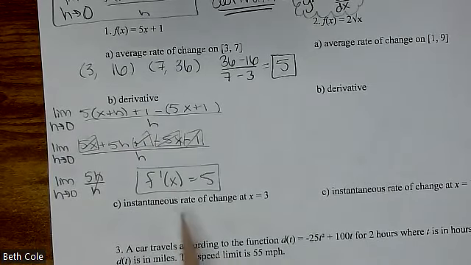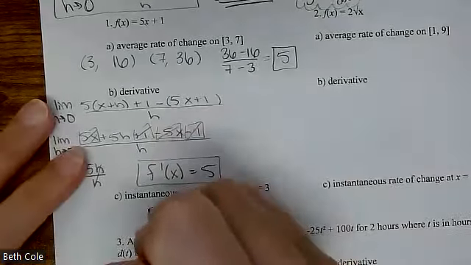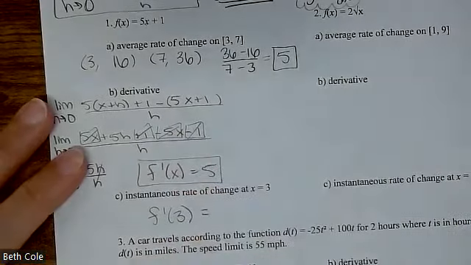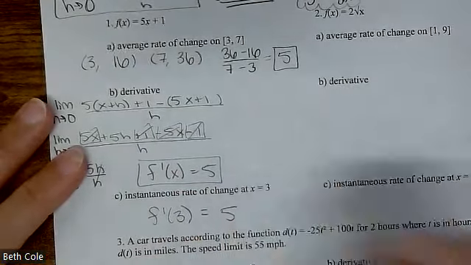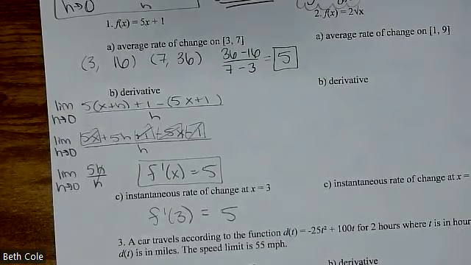So for part C, what's the derivative, the instantaneous rate of change, at 3? Well, f prime of 3 is going to be, you guessed it, 5. F prime of 7? 5. F prime of negative 42? 5. Because it's a line and the rate of change doesn't change. It's 5. Okay. Now this one's going to be different.